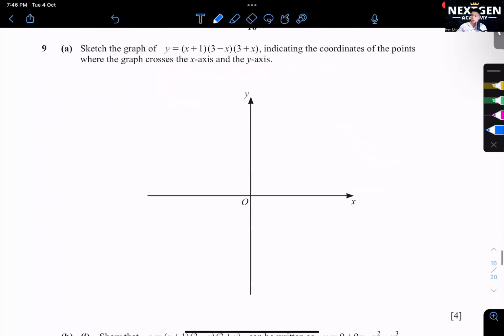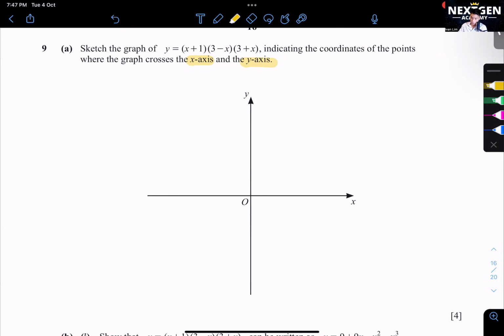Okay. Question 9. Sketch the graph of y equals (x plus 1)(3 minus x)(3 plus x), indicating the coordinates of the points where the graph crosses the x-axis and the y-axis. When they say this, make sure you plot it out on your graph. I saw some of you write your calculation. Fatin, I think you wrote down your calculation. It's all correct, but you need to label it on the graph. That's how you get the full 4 marks.